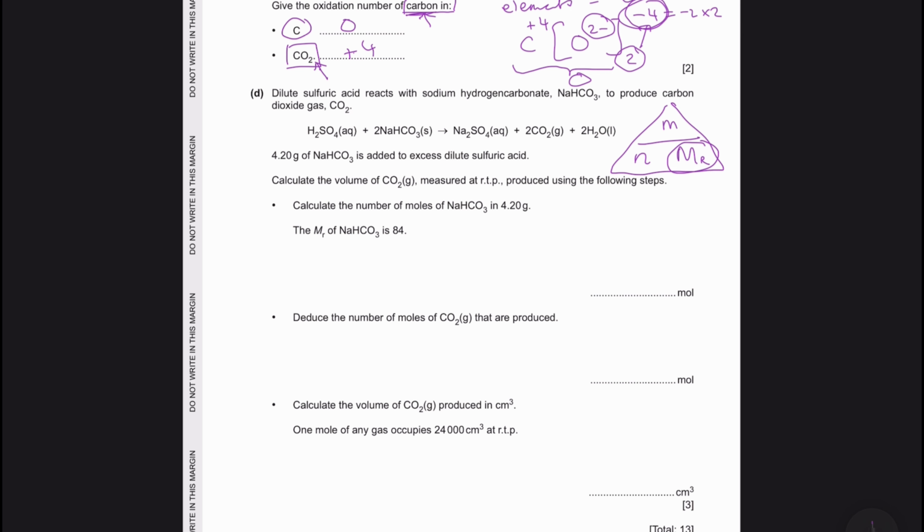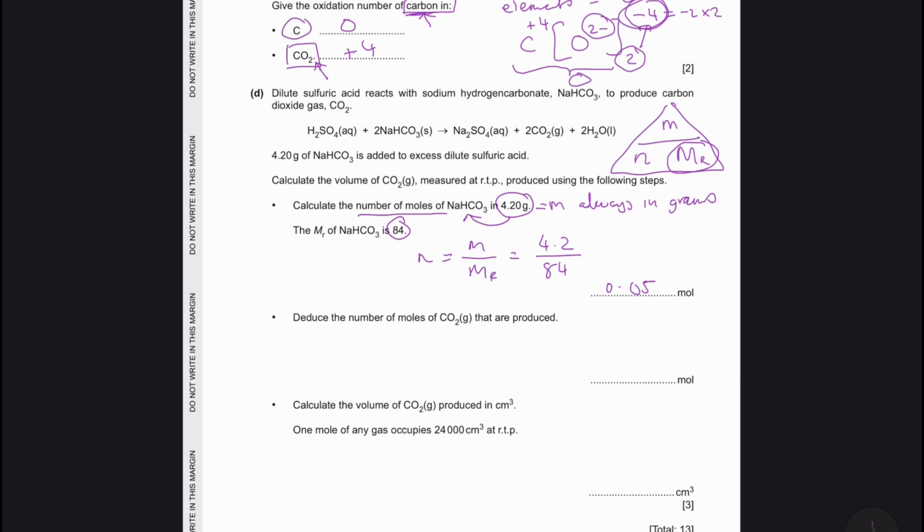So what are we trying to find? Calculate the number of moles of sodium hydrogen carbonate in 4.2 grams of that sodium hydrogen carbonate. So we've got the mass, which is always in grams, and we've got the MR. All we have to do is plug it into the equation. So n equals m over Mr. 4.2 over 84. Plug it into your calculator, and you should get 0.05 moles.